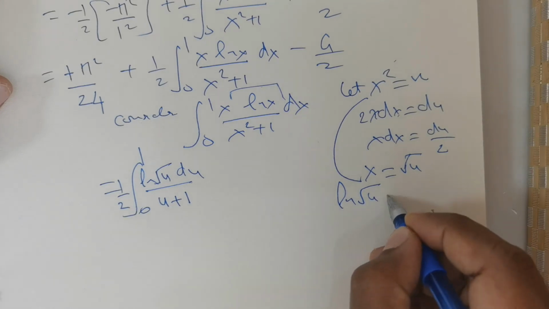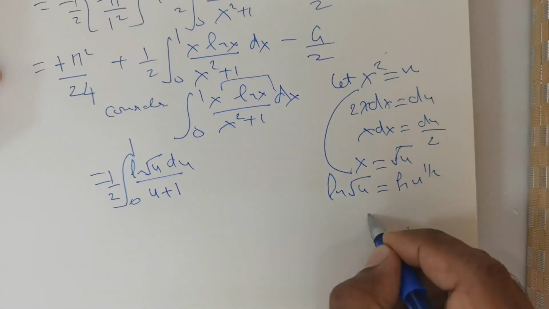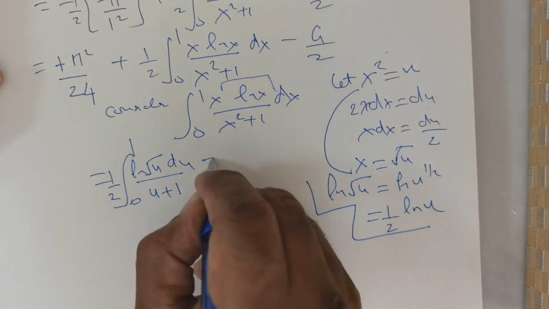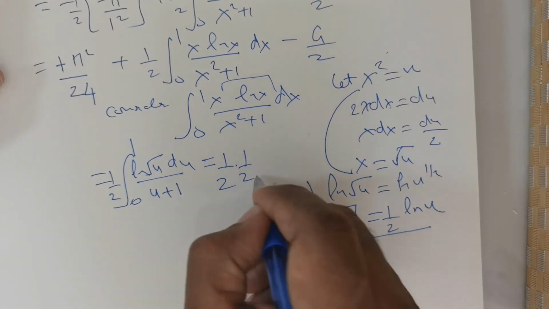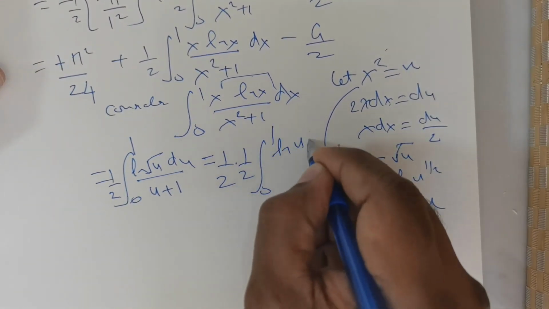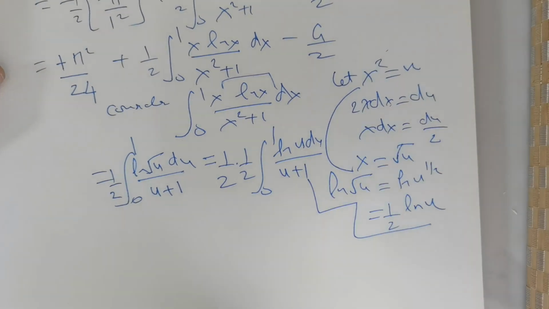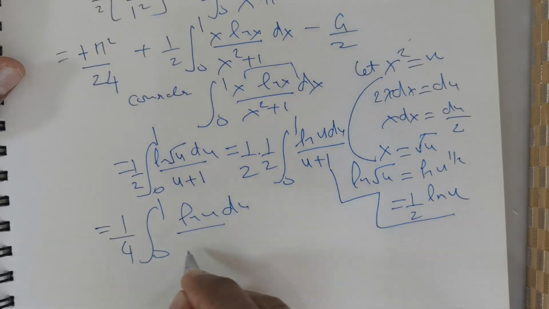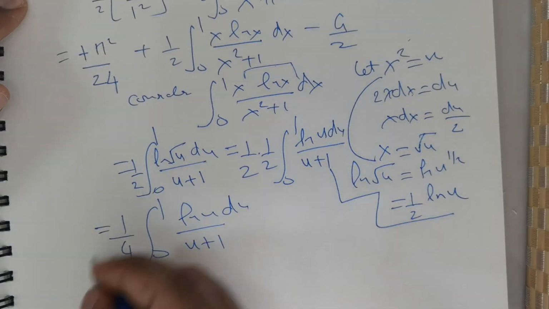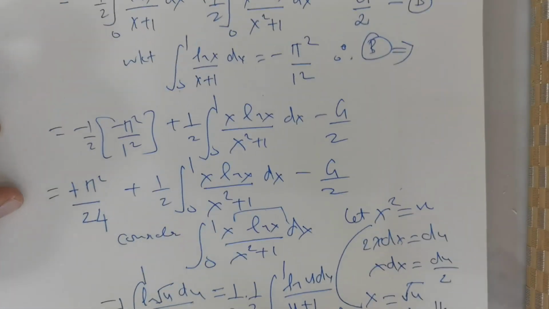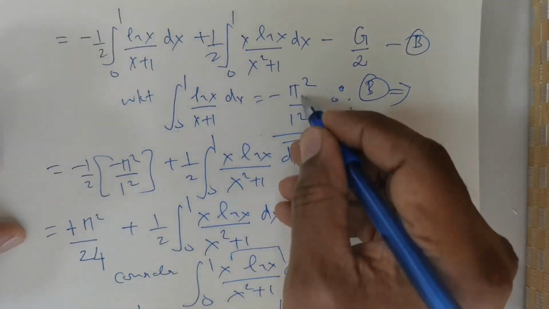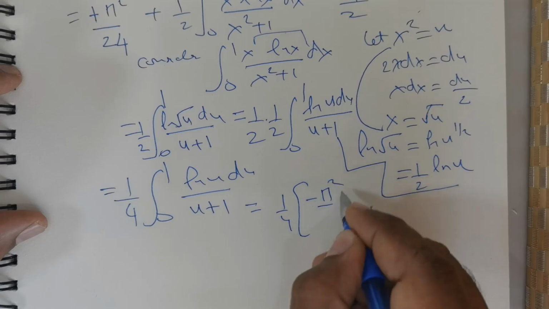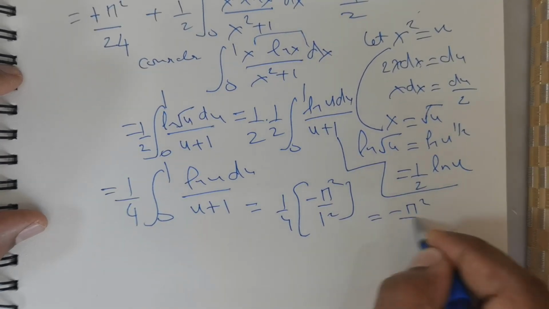Now ln root of u is nothing but ln u raised to the power 1 over 2, which is equal to 1 over 2 times ln u. So by that, this can be rewritten as 1 over 2 times 1 over 2 limit 0 to 1 ln u du divided by u positive 1, which is equal to 1 over 4 times integral 0 to 1 ln u over u positive 1. Now this one we evaluated it to be negative pi squared over 12. So this is negative pi squared over 12, which is negative pi squared over 48.